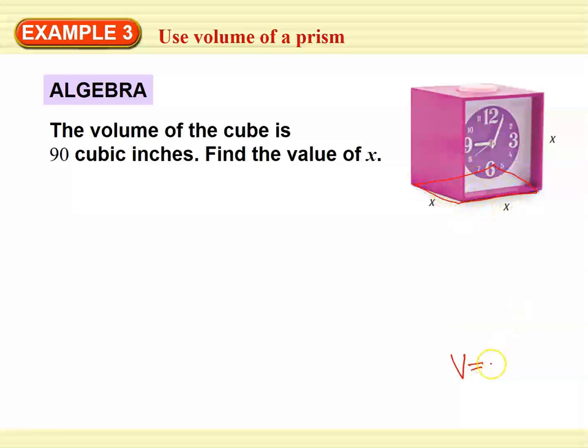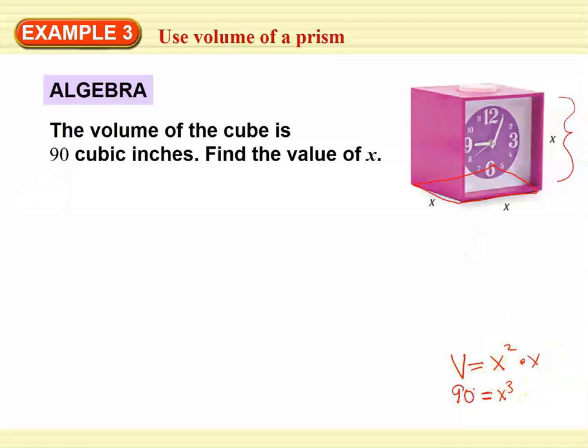And to find the area of a square, it's going to be the x times the x, which is x squared. And then we times by the height of the cube, which is also x. Okay, x squared times x is the same thing as x to the third. And so to find the volume of this cube, we would have to take the x to the third power. And here we're saying it's equal to 90.